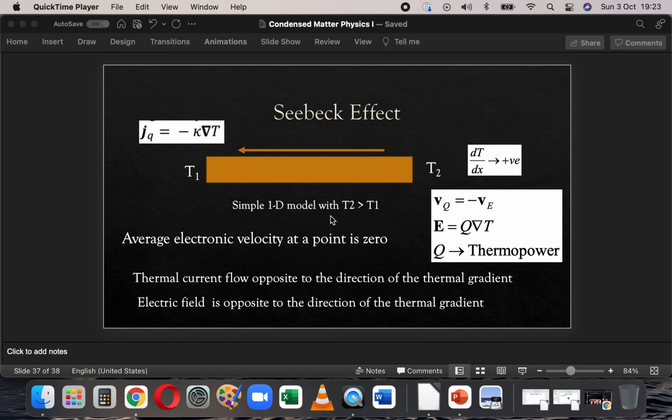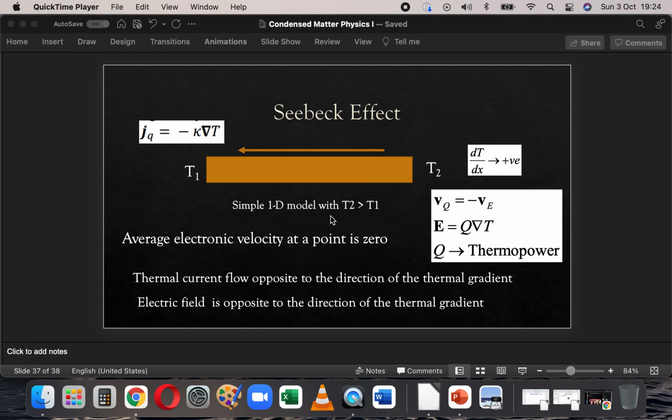This is called the Seebeck effect. That is, when you establish a thermal gradient, the thermal current flow is opposite to the direction of the thermal gradient. But in addition to the thermal flow, there is an electric field established, and that electric field is opposite to the direction of the thermal gradient as well. So the existence of this electric field is called the Seebeck effect, and it can be thought of as the analog of the Hall effect. The Hall effect occurs when you apply a magnetic field. The Seebeck effect occurs when you have a thermal gradient.